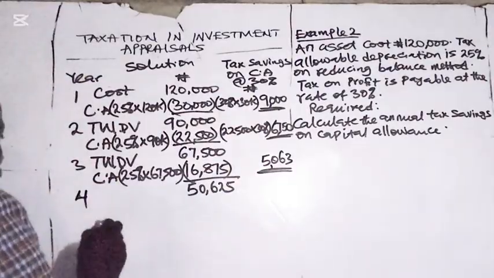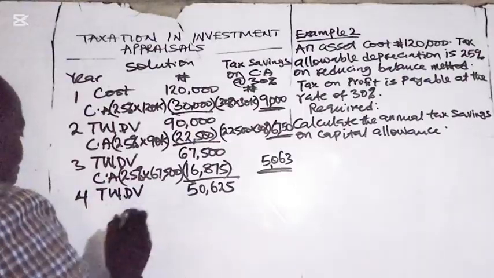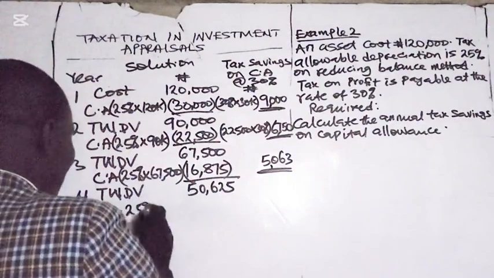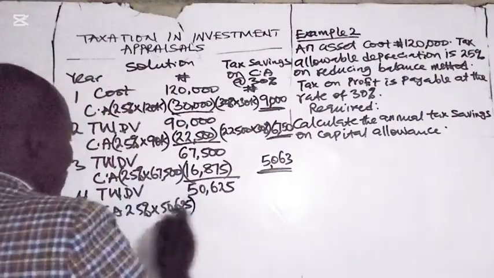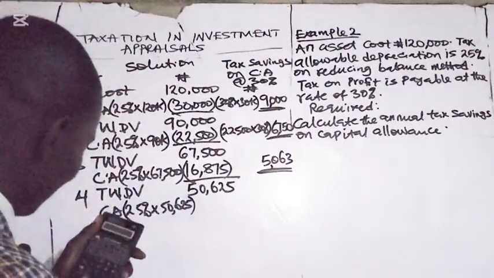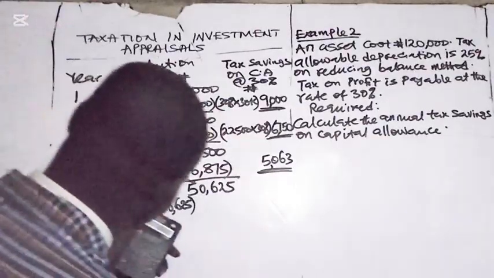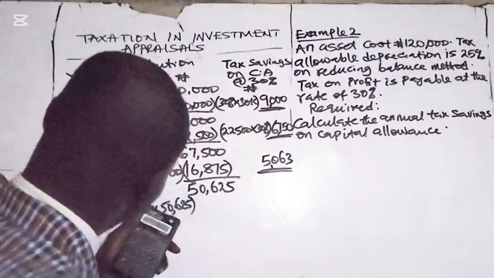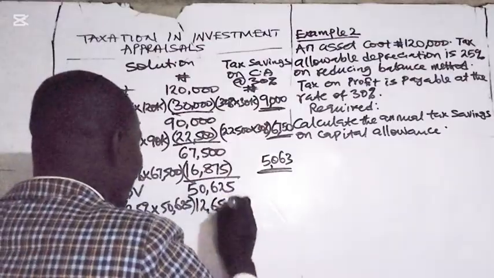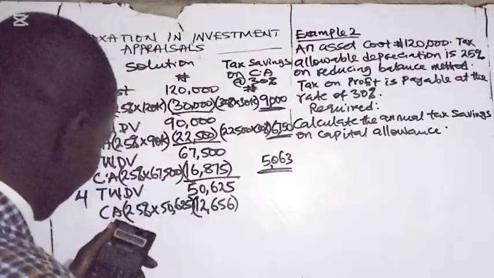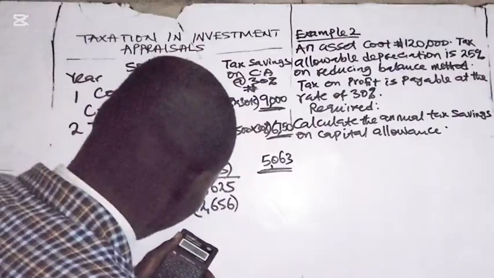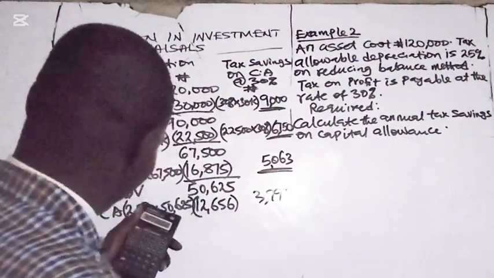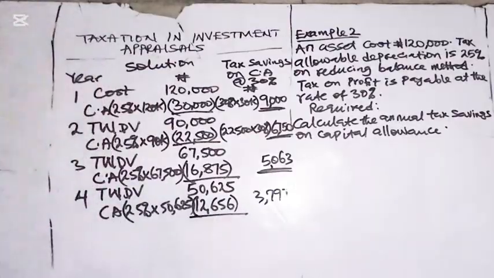Then that is year 4, the tax written down value. So what will be the capital allowance at the end of year 4? The capital allowance will be 25% of 50,625. What is 25% of that? There you have 12,656. So calculate 30% of that. Then you have 3,797 approximately.